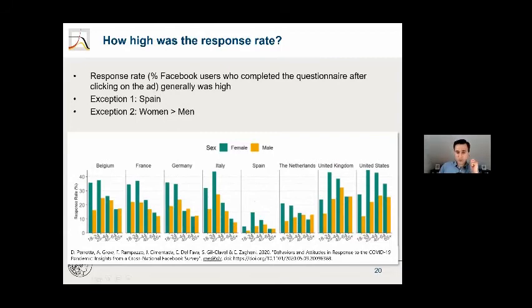And response rates were generally high, but they varied by sex, with women being more likely to complete the survey once they arrived at it than men. Younger and middle-aged people were more likely to participate once they arrived at the survey. And in Spain, response rates were particularly low. And we still don't know why this was the case. So Spain is here somewhat an outlier. If you want to know more about this, you can please refer to our working paper on medRxiv.